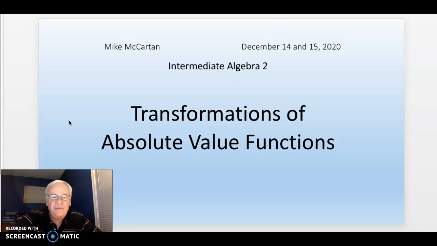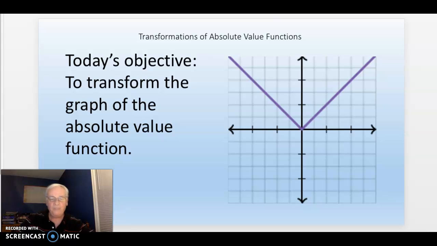Transformations of absolute value functions. That's the title of today's lesson, and you're going to need that for the notes assignment, okay? Today's objective is to transform the graph of the absolute value function. This is the absolute value function right here. It's shaped like a V, okay?